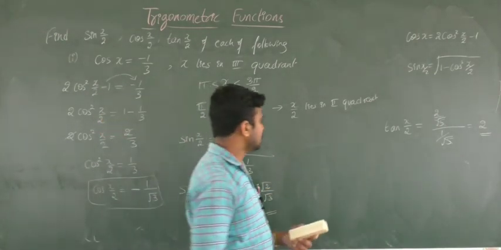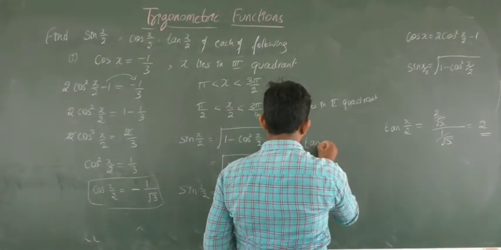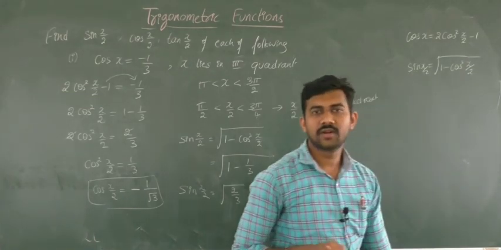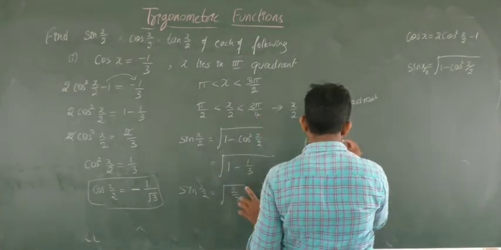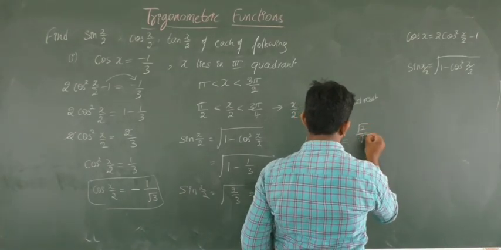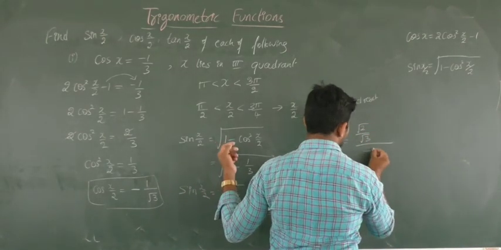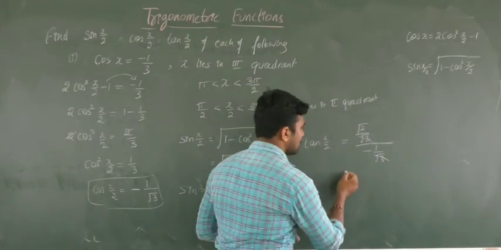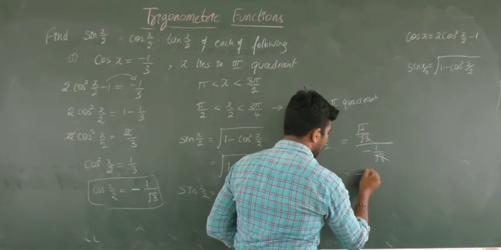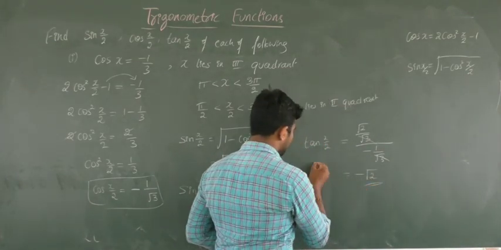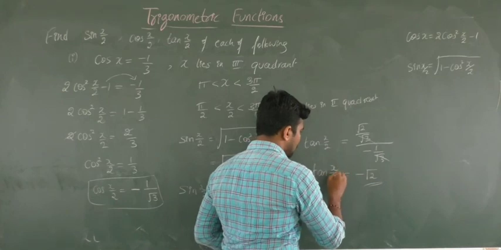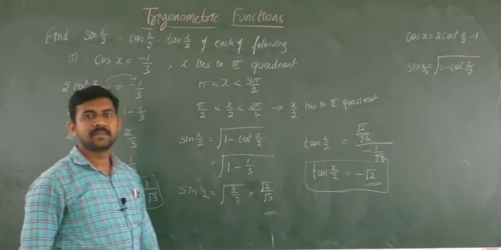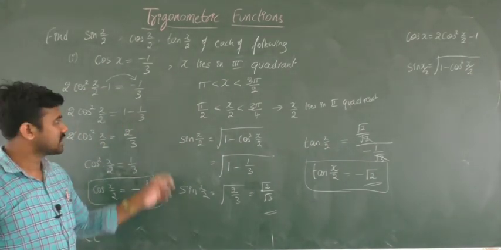Now next we need to find tan x by 2. Tan x by 2 is nothing but the ratio of sin x by 2 to cos x by 2. Sin x by 2 is root 2 by root 3, and cos x by 2 is minus 1 by root 3. The root 3 denominators cancel, we get root 2 by minus 1, which is the same as minus root 2. So we got tan x by 2 is equal to minus root 2. Okay, so I hope you understood this type of question.